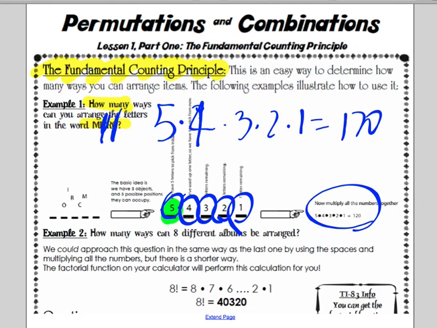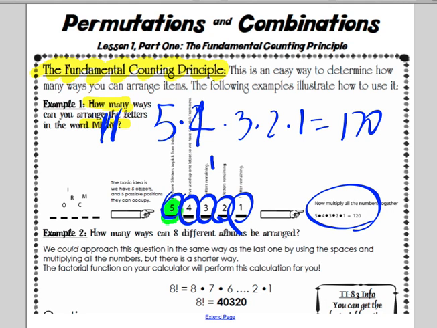So that's easy enough. But then I've got an issue where, what happens if I've got the word Mississippi, where there's 11 different letters? 11 times 10 times 9 times 8. Well, that's going to be problematic. The calculator solves this problem for you.